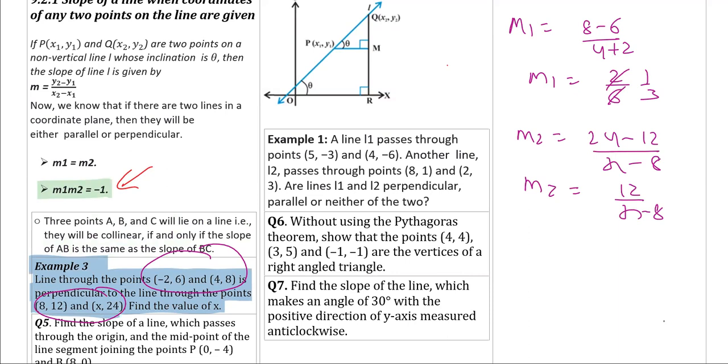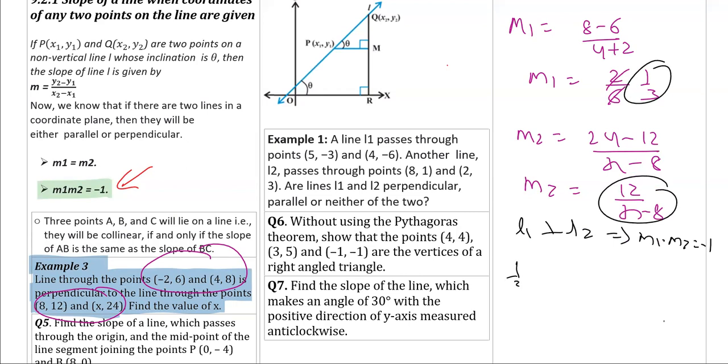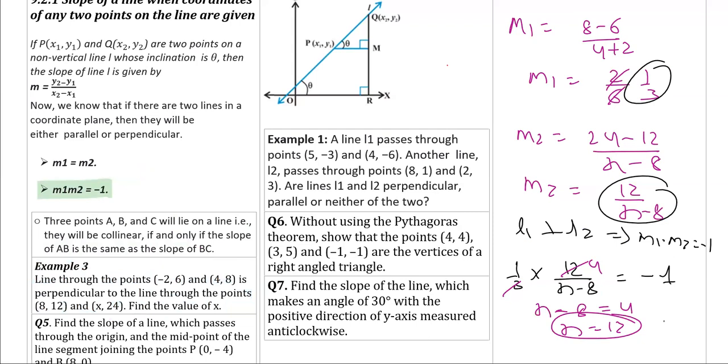As we know, these lines, say L1 is given perpendicular to L2, it implies that M1 multiplied by M2 is minus 1. Let's plug in these values. I'm replacing M1 with this and M2 with this. So it's 1 over 3 multiplied by 12 over x minus 8, which should give you minus 1. We can reduce it. 3 once, 3 four times. And by cross multiplication, we get x minus 8 is equal to 4. It implies x is equal to 4 plus 8, that is 12. So therefore, we got the value of x in this case.